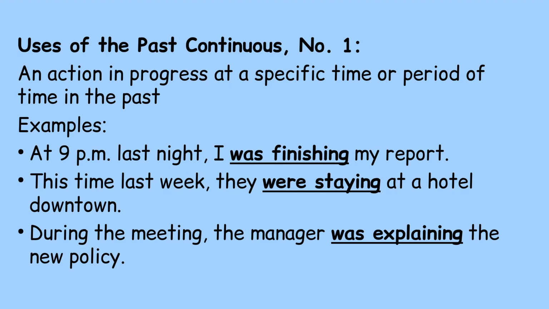We use the past continuous tense for an action in progress at a specific time or period of time in the past. Examples: at 9 p.m. last night, I was finishing my report. This time last week, they were staying at a hotel downtown. During the meeting, the manager was explaining the new policy.